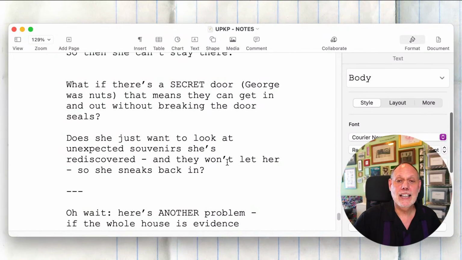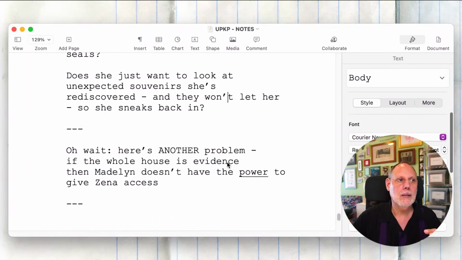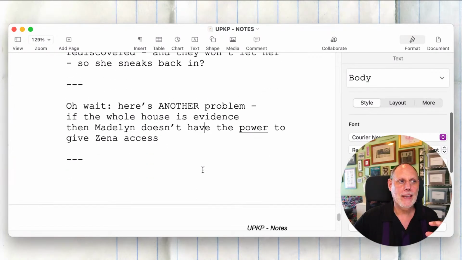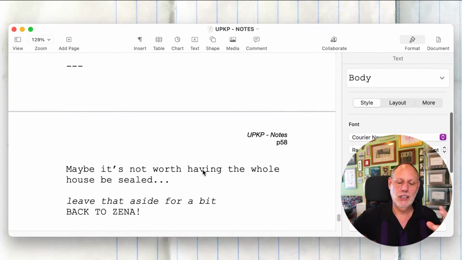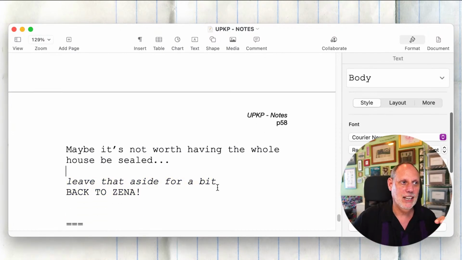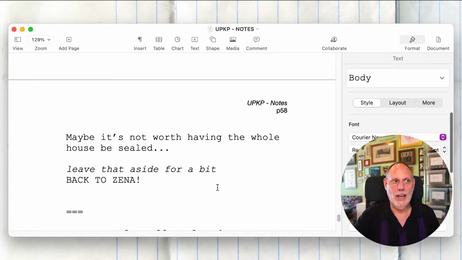And I thought it might be fun if George had a secret trap door or a tunnel into his house for escaping from whatever he's afraid of. That was sort of a fun idea, but it brought up the bigger question about whether or not this evidence sealing thing is worth the trouble it's going to cause to the rest of the plot that I've already got. So I said, leave that aside for a bit, which is, I think, one of the big lessons I wanted to give today, which is stepping away.